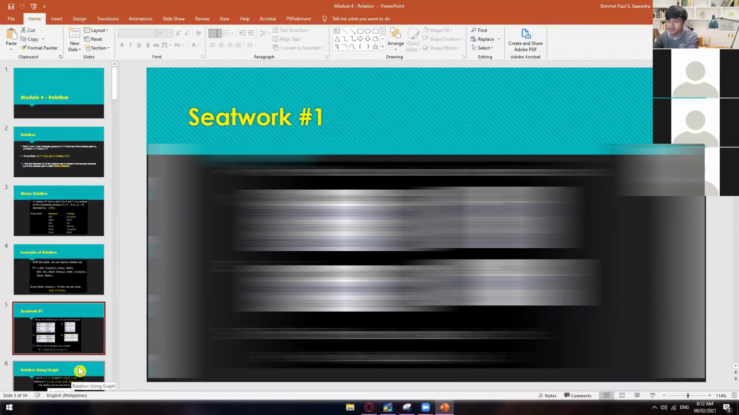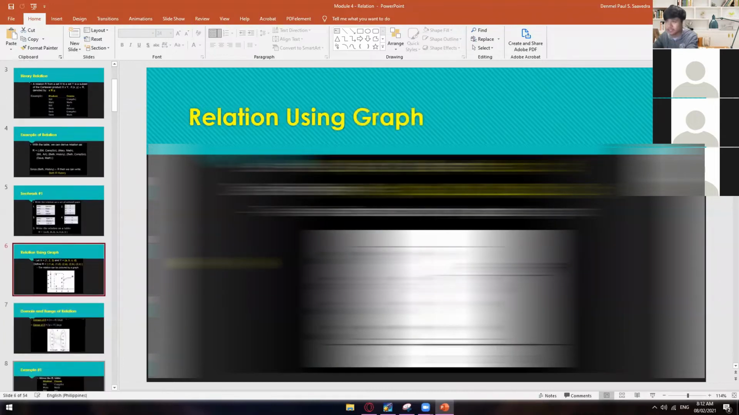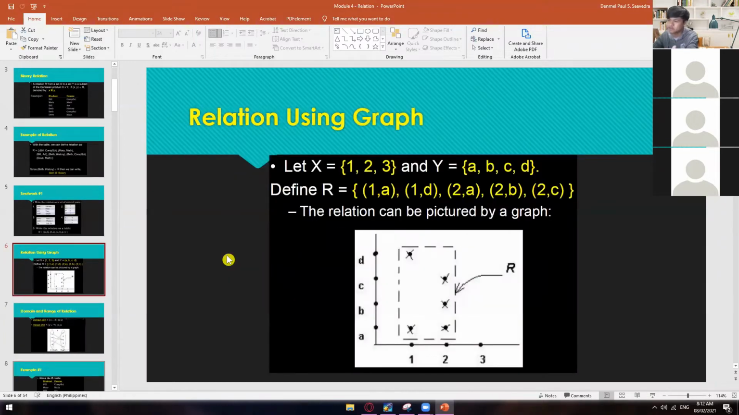All right. So let's now move on to the harder topic, which is relation using graph. Actually, this one is not harder. Still easy. Okay. So we have two sets in here, let x and then let y. So x contains the elements 1, 2, 3, and then y contains the elements a, b, c, d. So you can define this one using a Cartesian product. Sorry, this one did not come from a Cartesian product. Okay, so this is just a random relation that came from those two sets. Okay, so we have here 1a, 1b, 2a, 2b, and then 2c.